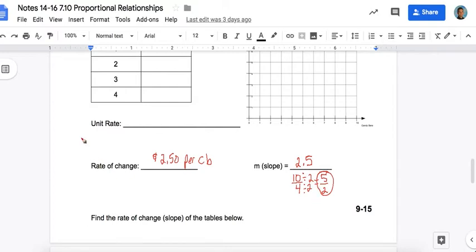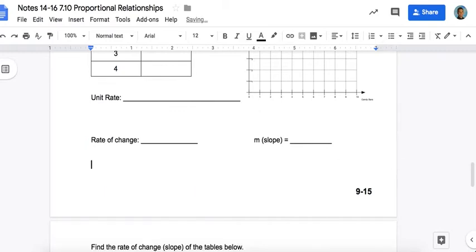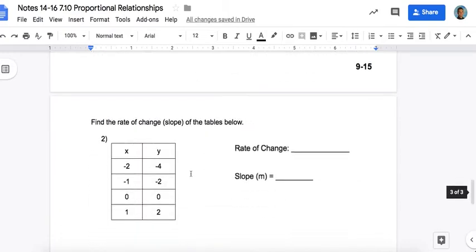Okay. All right, let's move on to the last page. And let's see here. Let me fix this. That is my dog barking, so don't mind him.